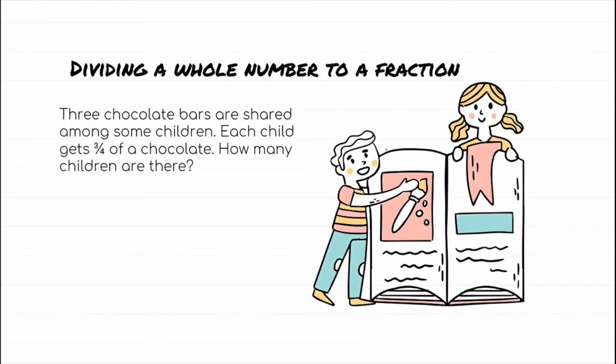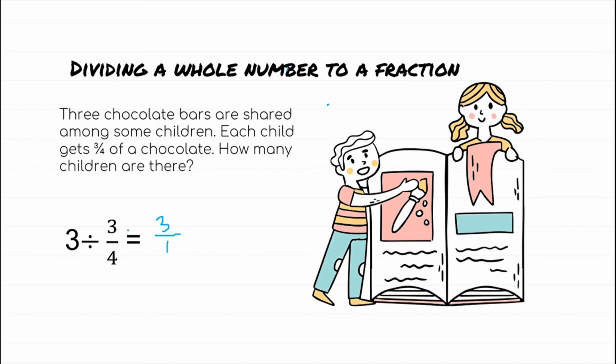For this lesson, we are going to divide now a whole number by a fraction. So we have here a sample problem. 3 chocolate bars are shared among some children. Each child will get 3/4 of a chocolate. Now, how many children are there? So we have 3 chocolate bars wherein it will be divided by 3/4. Okay, now for this process, first thing that we're going to do is change 3 here into a fraction. Okay, how to change a whole number into a fraction? All we have to do is just to add 1 as its denominator.